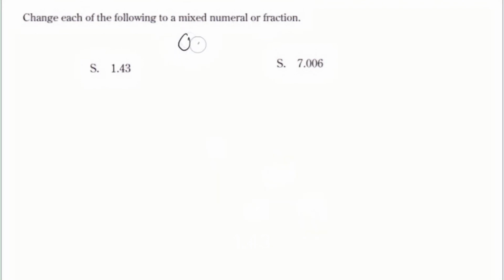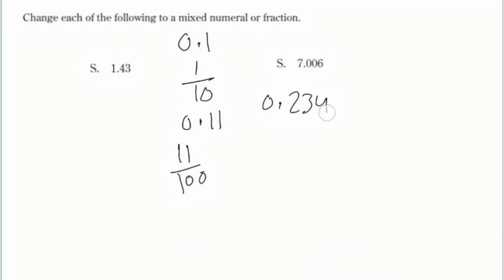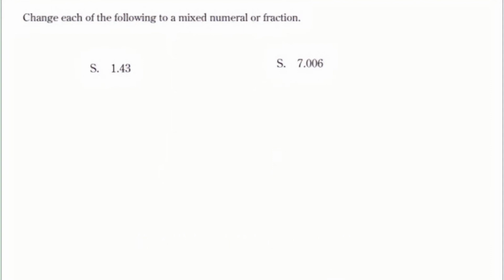Change each of the following to a mixed numeral or fraction. 1.43. If we have 0.1, it is 1 over 10. If we have 0.11, it is 11 over 100. If we have 0.234, it will be 234 over 1000. So 1.43 is 1 and 43 over 100. 7.006 is 7 and 6 over 1000.